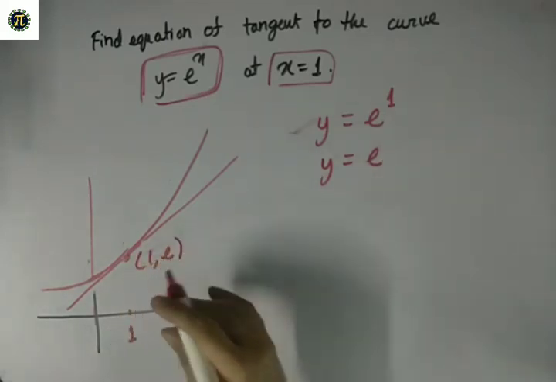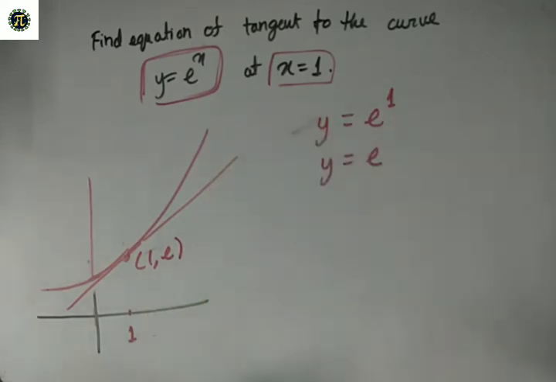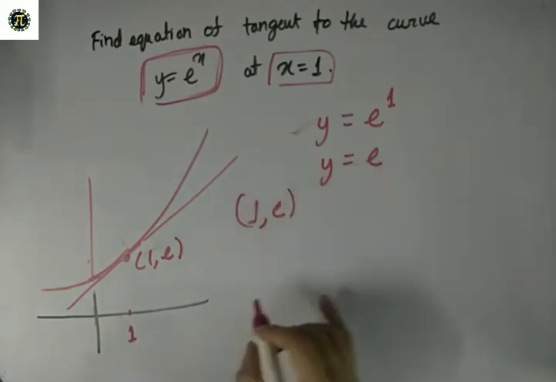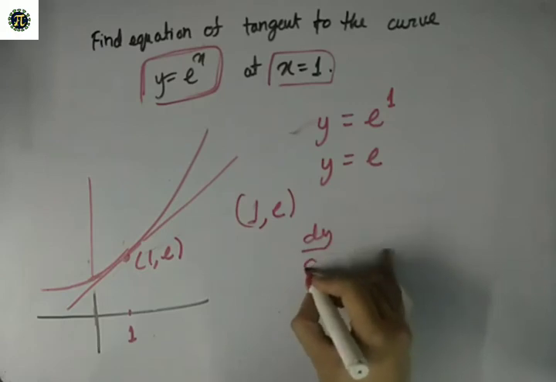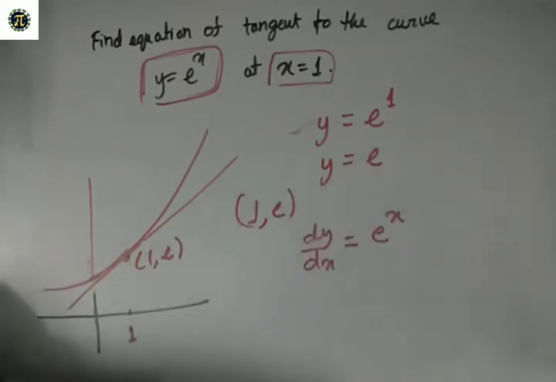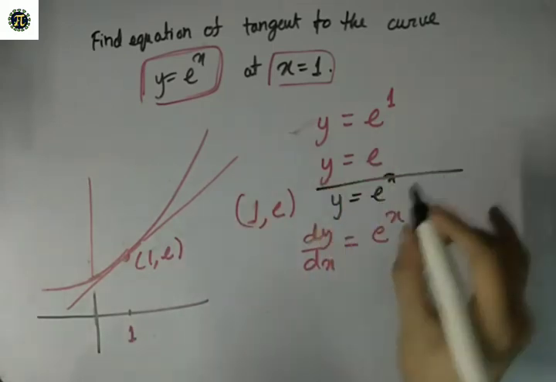I'm sorry, so at 2 the value will of course be e square, at 3 e cube. And at this point, the point has now become (1, e). At this point, we want to first find dy by dx. So dy by dx will be the same as e to the power x, because differentiation of e to the power x, our function was y is e to the power x.